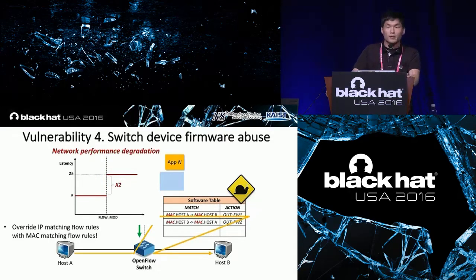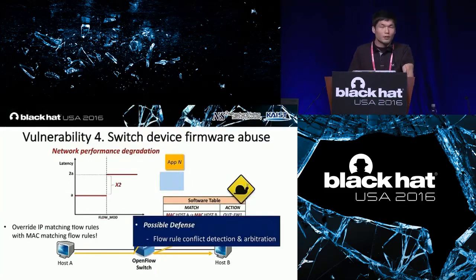But this attack does not affect the network connectivity. It is difficult for the network operator to figure out the true cause. So one possible defense mechanism to mitigate such an attack would be detecting and arbitrating flow rule conflicts.